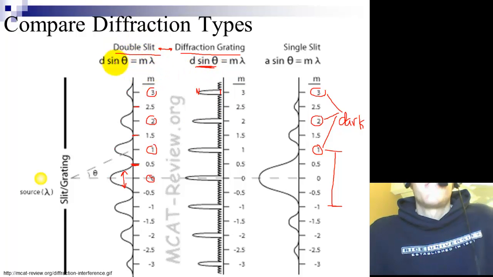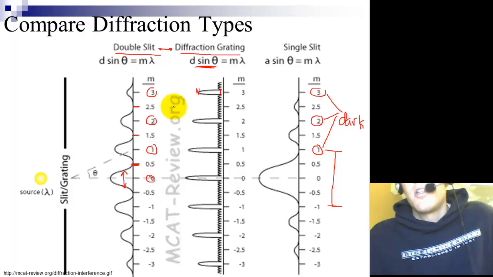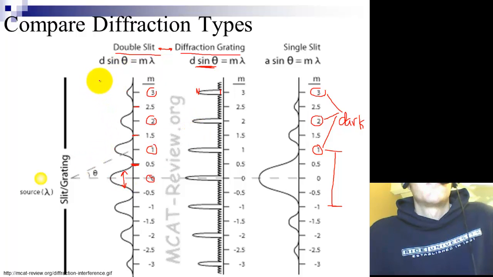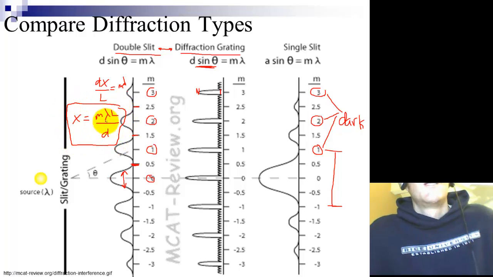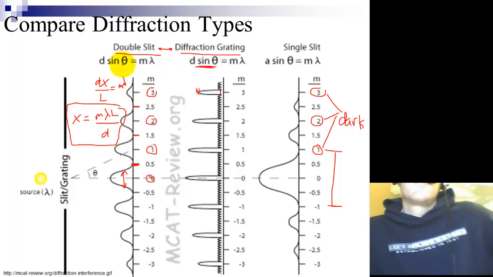Now for double slit interference, this book here has put d sine theta, but of course in this one I got off mcatreview.org, it includes the full equation. But in ours we replaced sine theta with x over L, so we had d x over L equals m lambda, and then I think I rearranged it to solve for x. So x was equal to m lambda L over d. That was the equation that I had presented, but you can see it's the same thing under the small angle approximation.